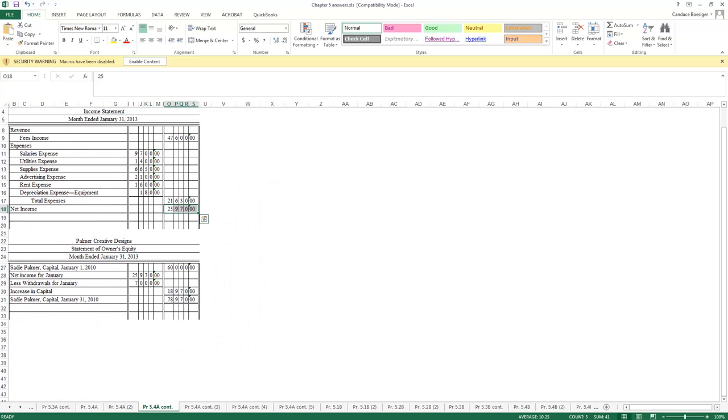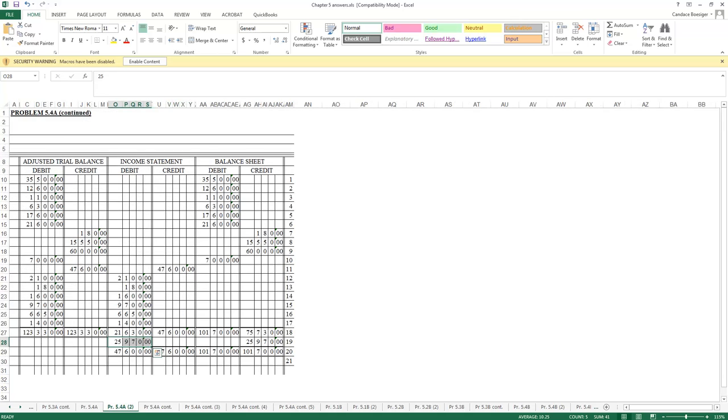Statement of owner's equity, that's the second statement we prepare. We start out with beginning capital. I'm going to flip back over to my worksheet. Beginning capital is right there, 60,000. So by the time you're done with your financial statements, all of these numbers that are in the income statement and balance sheet columns that I just highlighted will all be used on the statements.